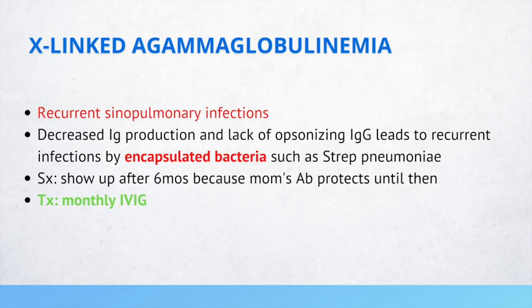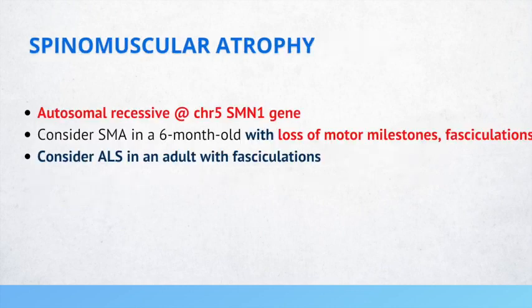So for CGD, think about catalase-positive microorganisms, while for X-linked agammaglobulinemia, think about encapsulated bacteria. Very high yield. Spinal muscular atrophy. This is an autosomal recessive condition. You can tell that I'm bringing up a lot of inheritance patterns because, again, examiners love to test this. You need to consider SMA in a 6-month-old with loss of motor milestones and fasciculations.